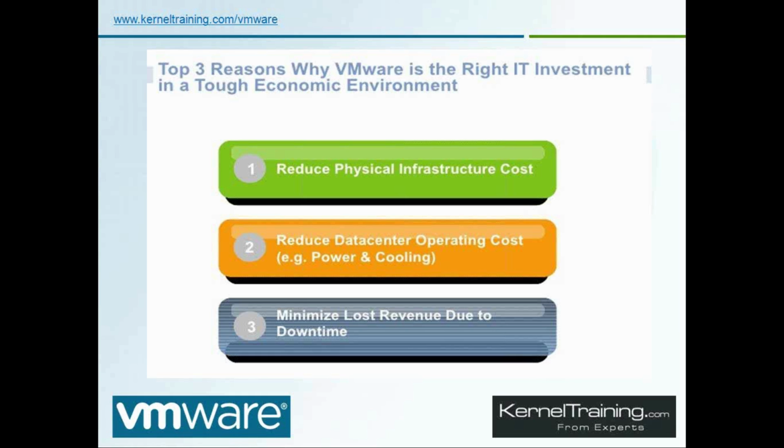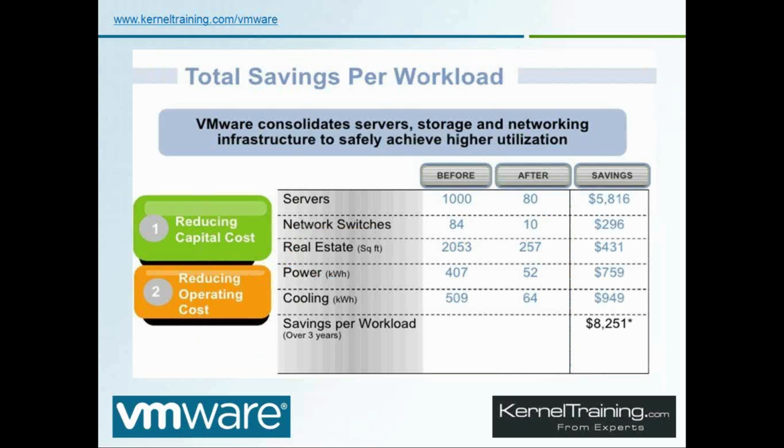Also, if we move to virtualization, physical infrastructure is reduced, the cost is reduced, and the data center operation cost is reduced. That means annual maintenance cost is also reduced. How we reduce the annual maintenance cost, we'll see now. This is the total saving per workload, for example reducing the capital cost, annual maintenance cost, and operation cost.